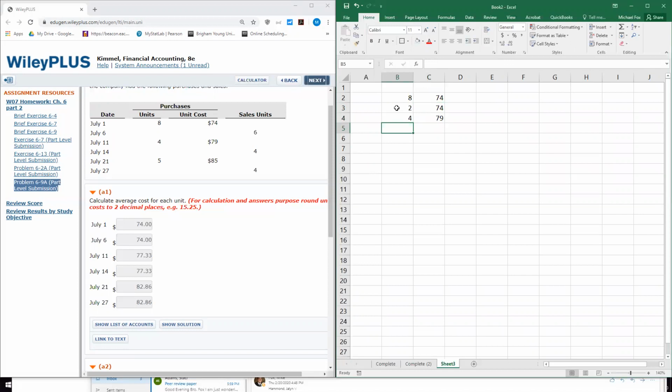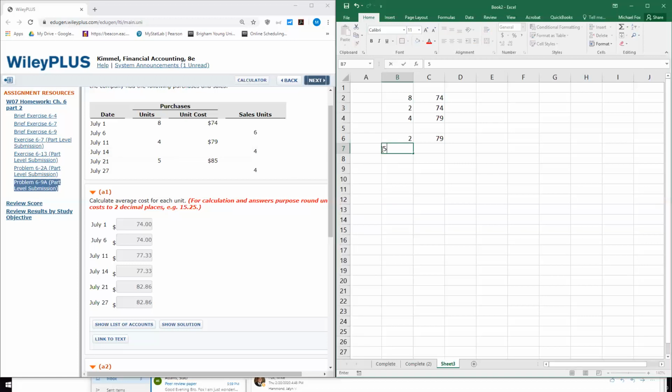So this is just how I would do it, quick, if I was trying to just do my homework. I would say, okay, I sold 4 units. Which ones did I sell? Well, on first in, first out, I sold all 2 of these $74 ones and 2 of those $79 ones. So now I have 2 of the $79 ones sitting in my ending inventory after that sale.